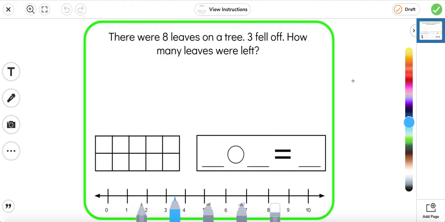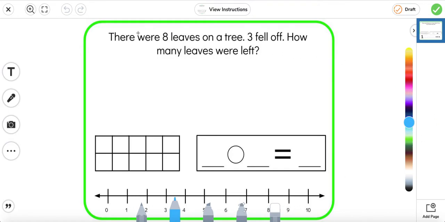For math, we have been learning about subtraction. Another word for subtraction would be taking away. Here we're going to subtract. There were 8 leaves on a tree. 3 fell off. How many leaves were left? So we're going to draw a picture, use the 10 frame box to show subtraction, write our number sentence, and show it on the number line.